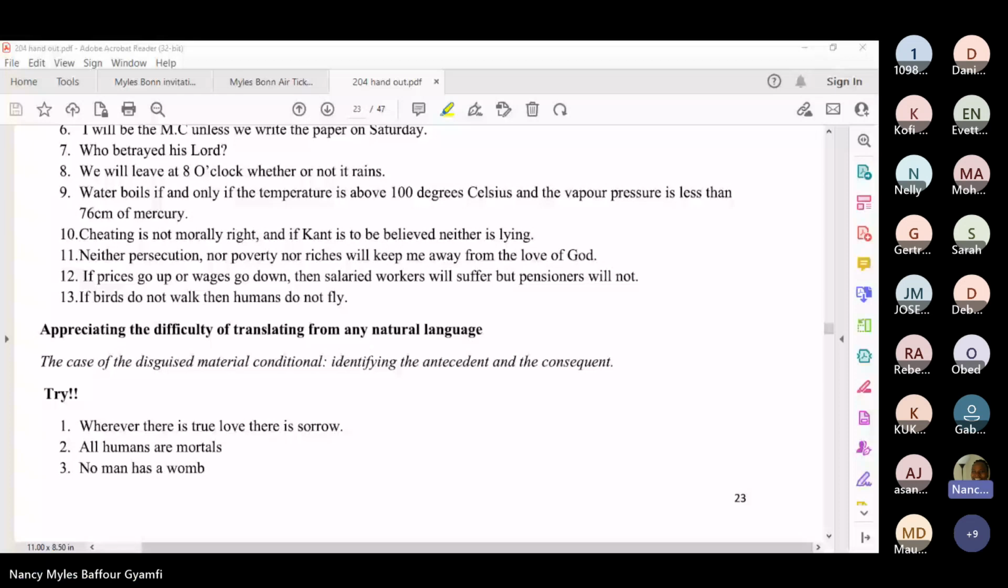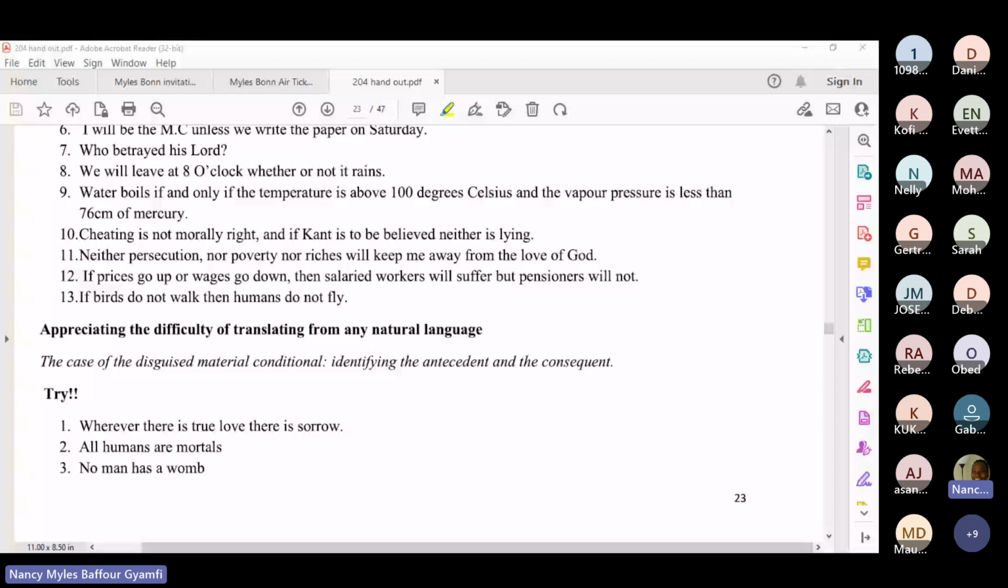Or you can use the conditional whose antecedent is a conjunction. So if it rains or it does not rain, we will leave at 8 o'clock. Did you see that? Rain or not rain, that's the antecedent. Then we will leave at 8 o'clock. Someone can do the translation that way. Sometimes when you finish and you decompose, you see that the two of you may have been saying the same thing, only differently.